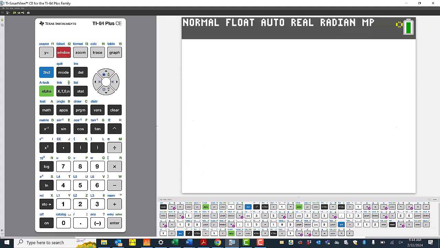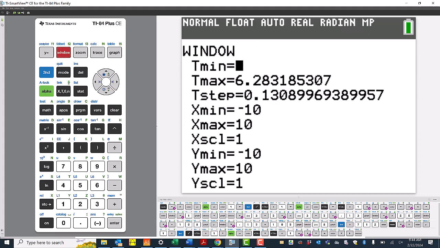The second thing is we need to know the window menu. All of this stuff is important to us, but understanding what Tmin, Tmax, and Tstep mean is most important. The Tmin and Tmax are the smallest and biggest T values the calculator is going to plug in. So right now, the smallest T value it'll plug in is 0. The biggest happens to be 2 pi, because that's just what it's set to.